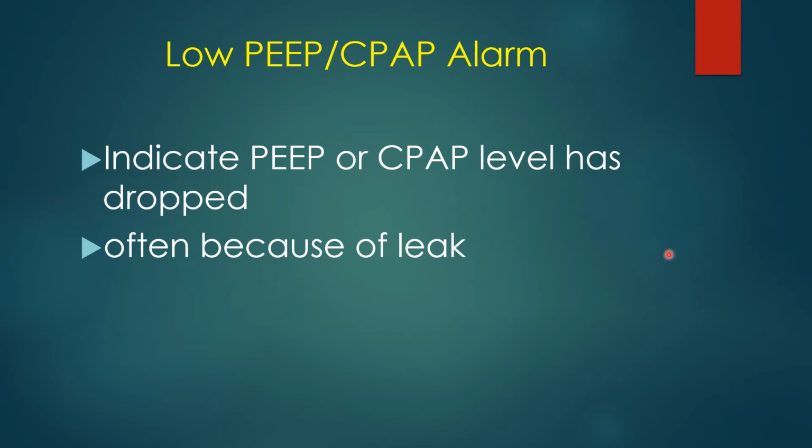If we have our PEEP set at 8 and for some reason there's a cuff leak around his tube, or whatever, some reason that PEEP is not being held, we get a low PEEP alarm. Or if the patient's in CPAP, it'll be a low CPAP alarm, but usually it'll say low PEEP CPAP alarm. And that's often because of a leak. And that should be set appropriately. We usually just set that a couple above and a couple below the PEEP level that is set on the ventilator.